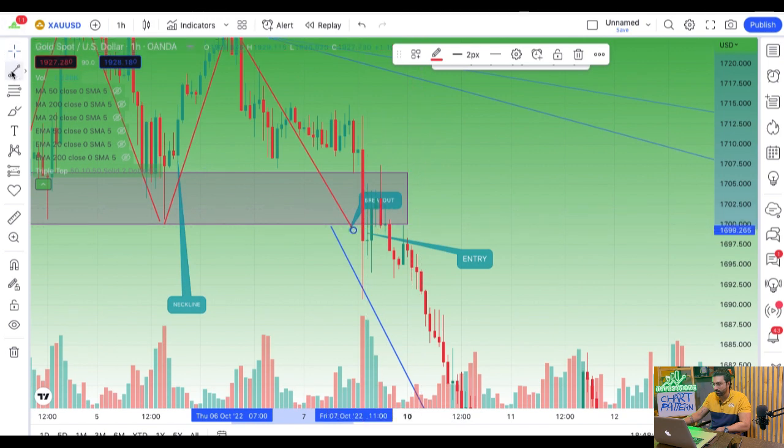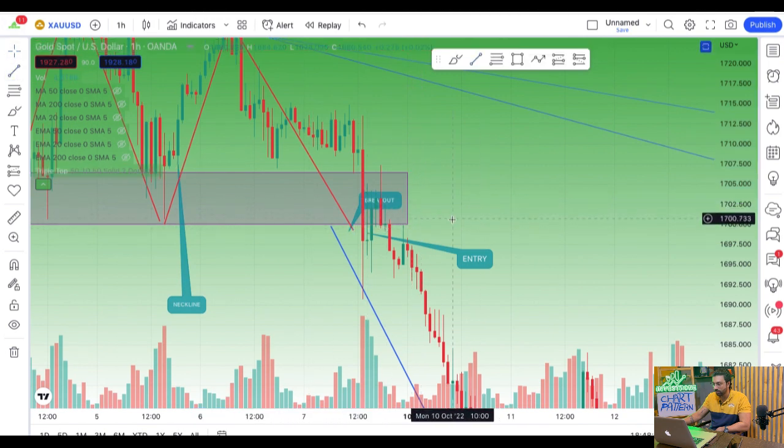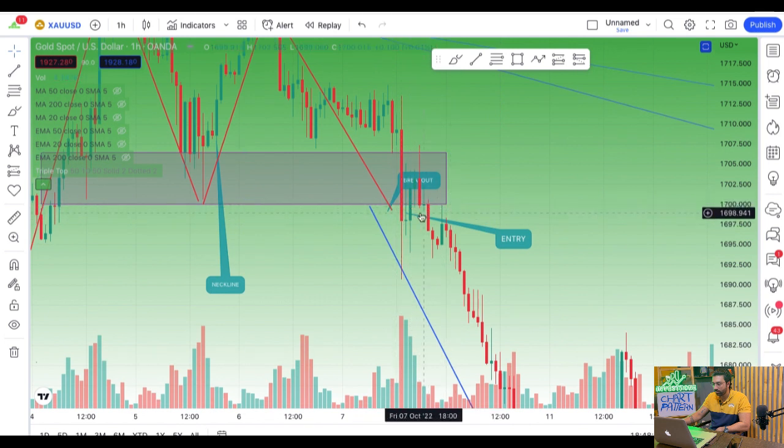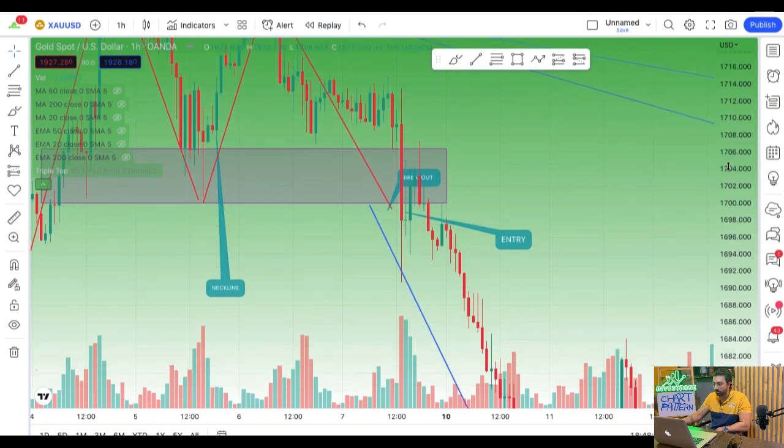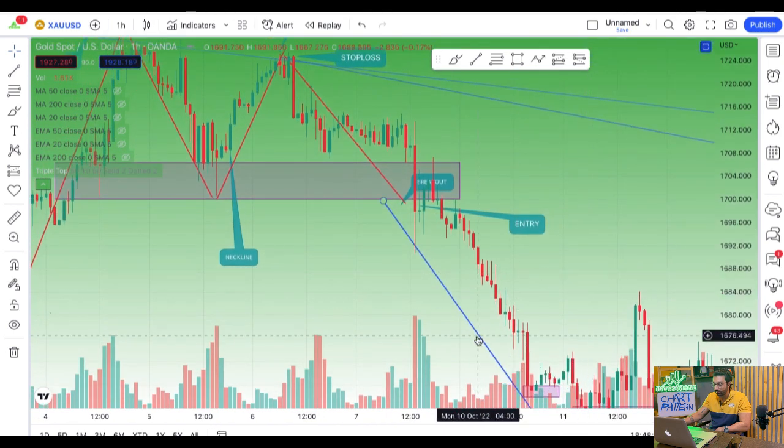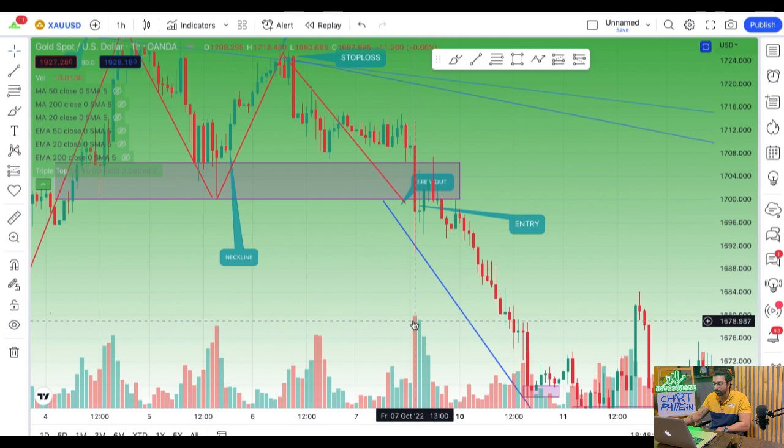And once it retested the neckline, this is where you can take your entry. This is your entry point. Once the market breaks the neckline, you can also see the volume. Here you can see the volume of the breaking candle was too high, so that was a genuine breakout. Sometimes the market does a fake breakout as well, but the volume of this candle was higher than the previous candle, so you can say that this is a genuine breakout.